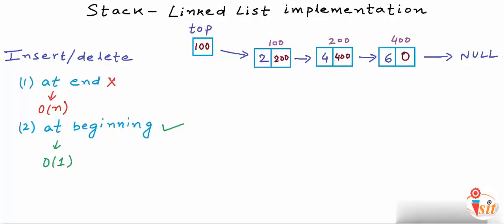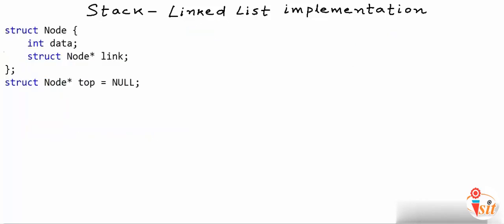I'll quickly write a basic implementation in C. I'm defining node as a structure in C. I want to create a stack of integers. So first field in the node is an integer. Another field is pointer to node that will store the address of the next node. We have seen this definition of node in all our previous lessons on linked list.